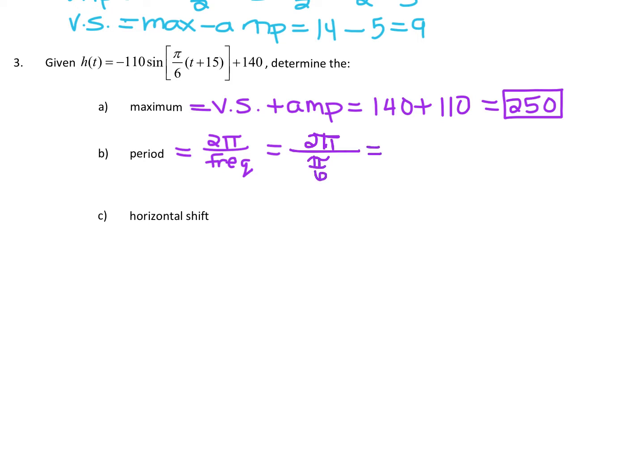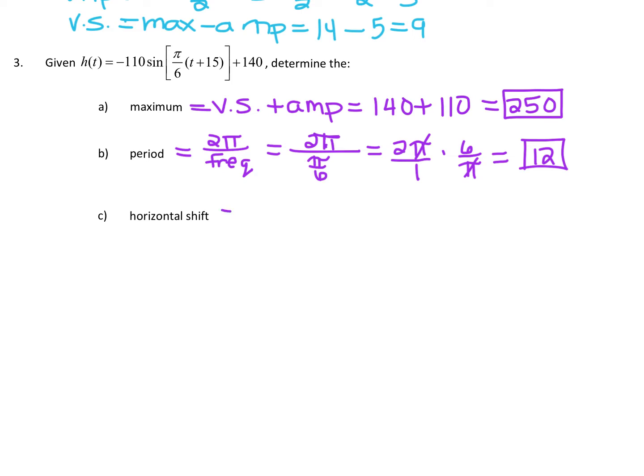All right, so whether you multiply by the reciprocal or do keep, change, flip, we're going to be left with 2 pi times 6 over pi. So then what happens is the pi on top cancels with the pi on bottom, and it leaves us with our period being 12.